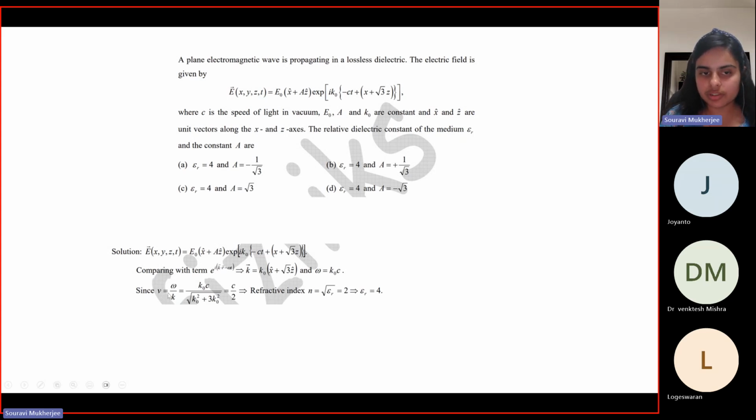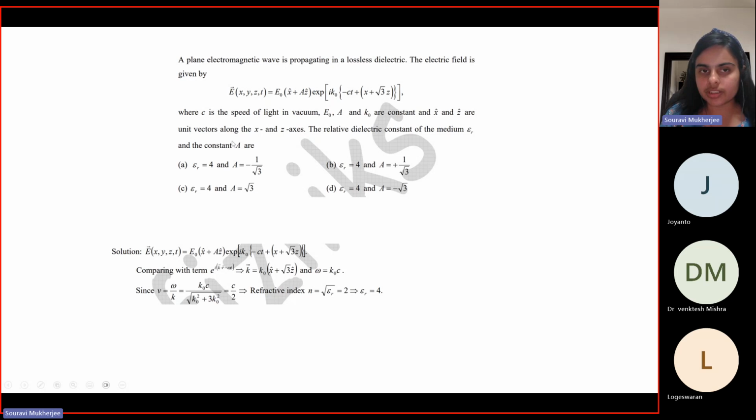Now, how do you find the velocity? Velocity is given as omega by k. You know what omega is, you know what k is, so that gives you the velocity in this given dielectric. You know that the velocity has been reduced to half. That means your refractive index should be equal to 2, right? So if the refractive index is 2, you can use the relation to find your dielectric constant, which is twice that squared, that is equal to 4. So this is how you find the dielectric constant.